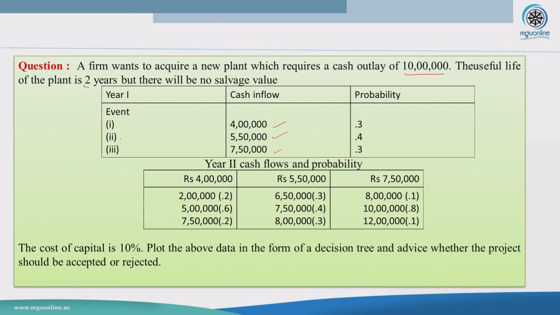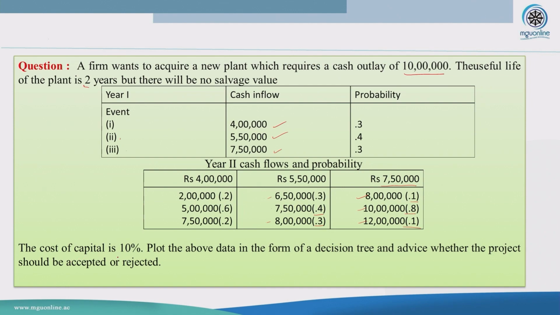In year 2, cash flows and probabilities are also given. If the first year cash flow is 4 lakh, then in the second year there is a probability of 0.2 for 2 lakh, 0.6 for 5 lakh and 0.2 for 7 lakh 50,000. If in the first year the cash flow is 5 lakh 50,000, in the second year the cash flow will be 6 lakh 50,000, 7 lakh 50,000 and 8 lakh with probabilities of 0.3, 0.4 and 0.3. If in the first year the cash flow is 7 lakh 50,000, in the second year it will be 8 lakh, 10 lakh and 12 lakh with probabilities of 0.1, 0.8 and 0.1.